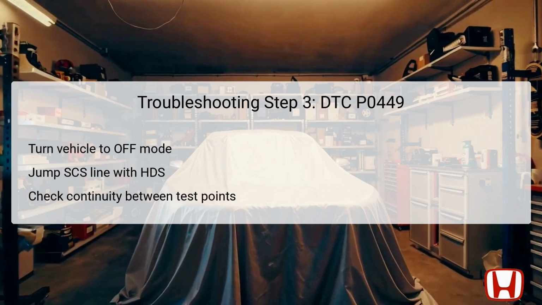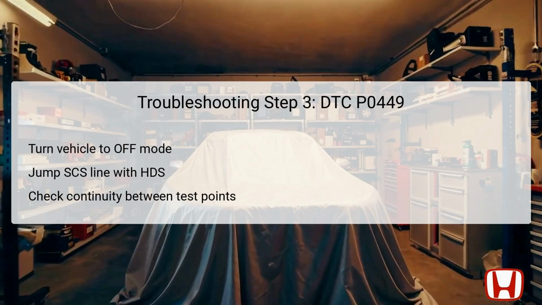Start by turning the vehicle to off lock mode to ensure all circuits are deactivated. Utilize the HDS to jump the SCS service check signal line. This requires waiting for more than a minute to allow the system to reset and engage diagnostics thoroughly. Now, disconnect the PCM connector number 2, 58P, to isolate the PCM from the EVAP system.